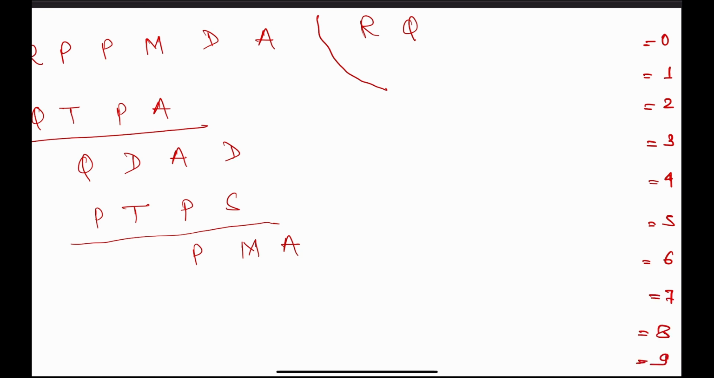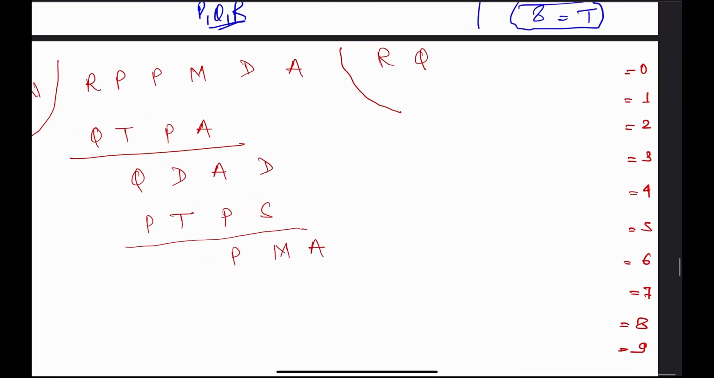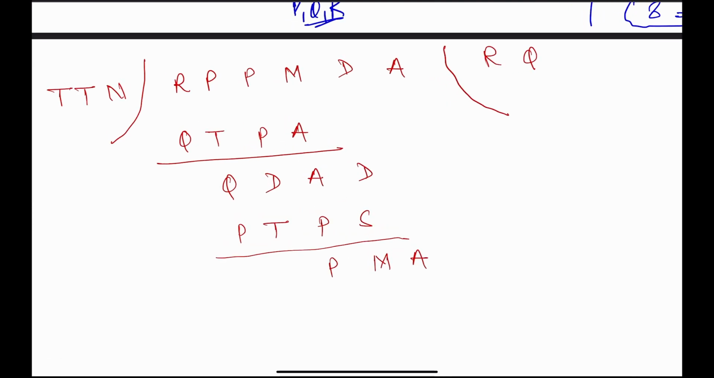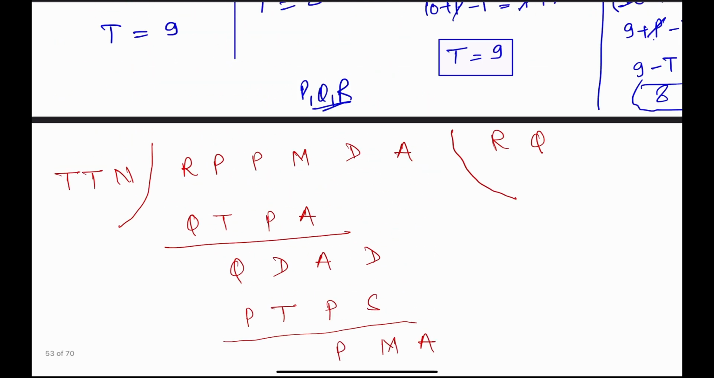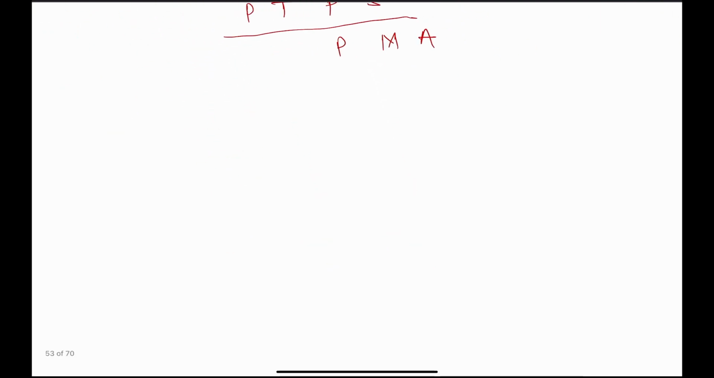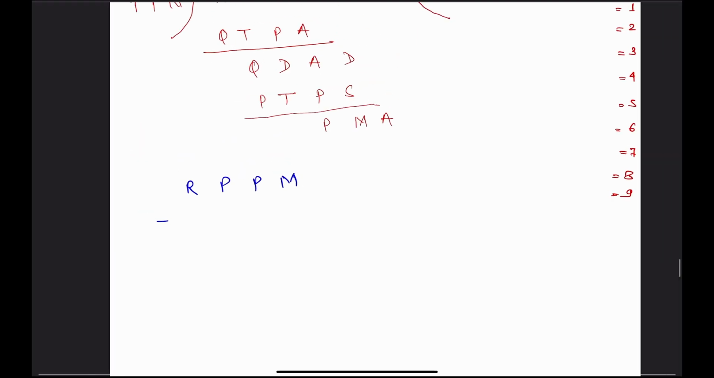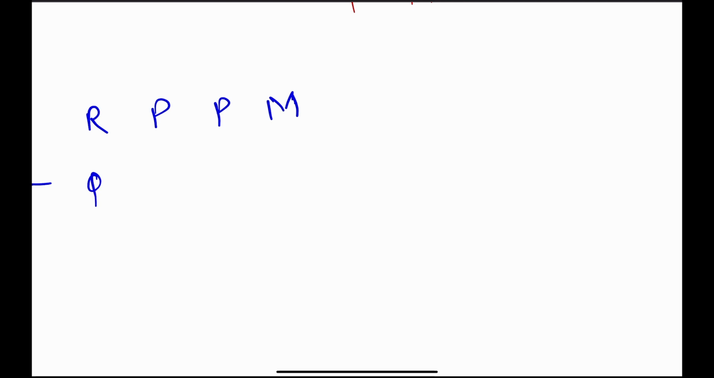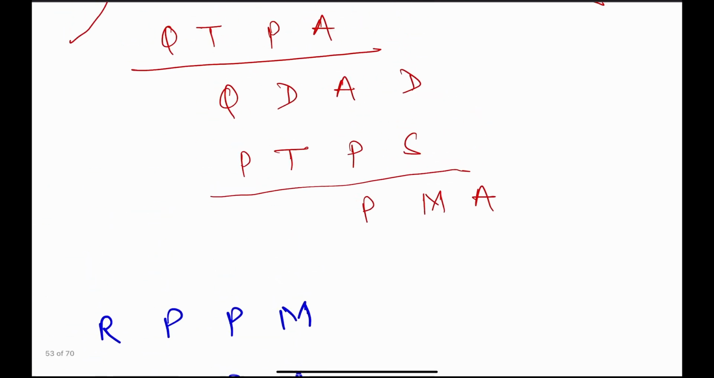So I have marked up everything. Now let's try to understand one by one. So first thing first, this one first minus, that is RPPM, minus RPPM, QTPA. If I subtract, how much am I getting? QDA.